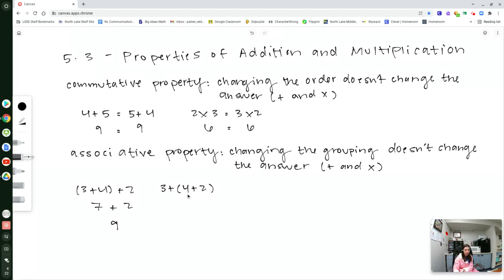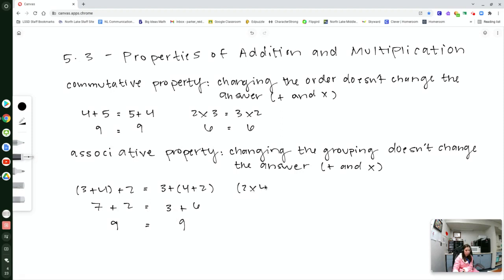Again, I would need to evaluate grouping symbols first. 4 plus 2 is 6. 3 plus 6, I still get 9. So even though I changed where the grouping symbols were, even though I picked them up and moved them, my answer did not change. Now let's do a multiplication example.